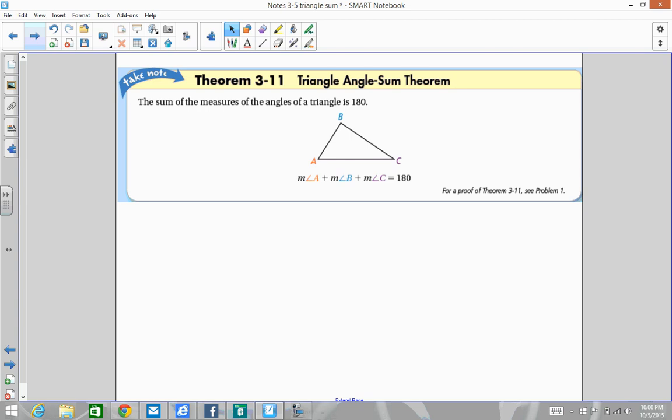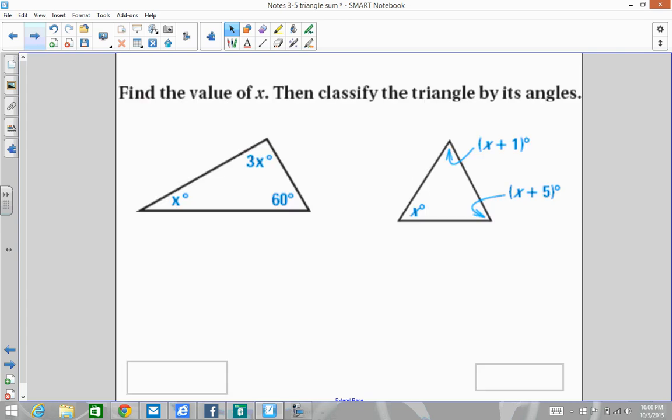All right, so our first theorem to highlight here is theorem 3-11, which is the triangle sum theorem, which says that the angles of a triangle add up to equal 180 always. And so make sure you know that angle A, B, and C add up to equal 180. If you ever want to know why, ask me in class and I'll show you how I prove that.